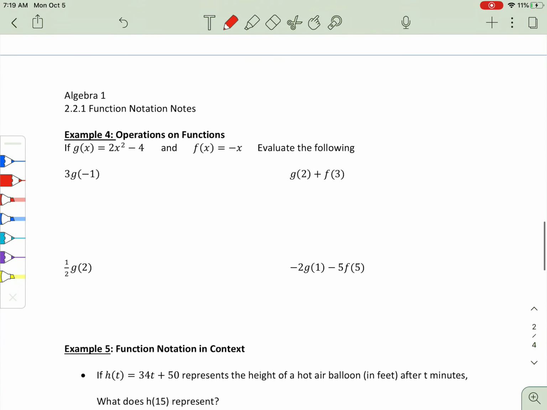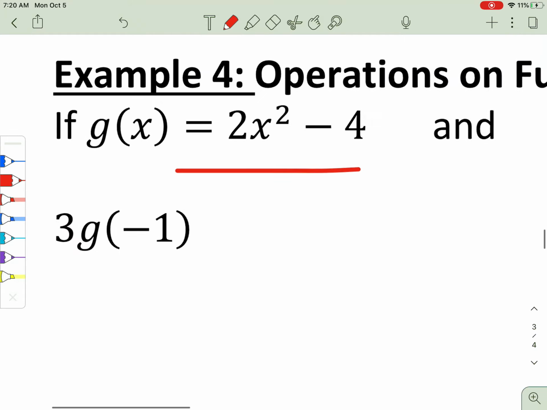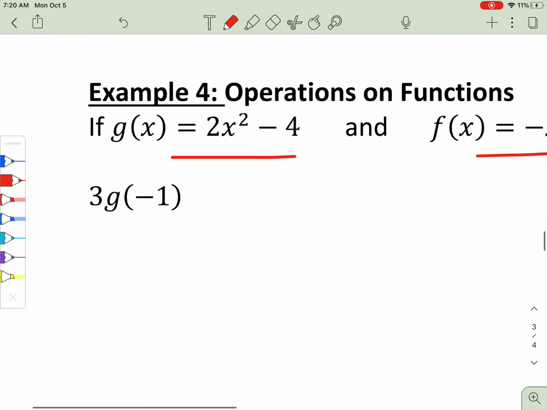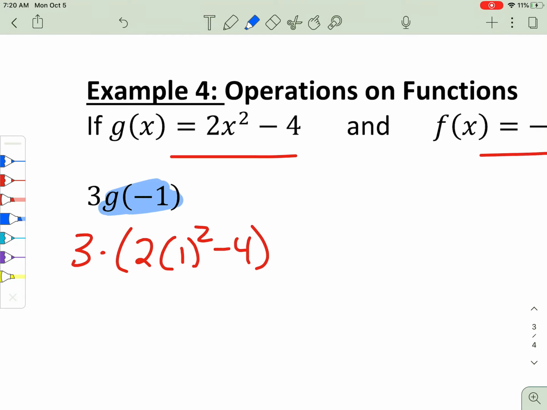Okay, moving on. Example 4. If g of x equals this and f of x equals this, evaluate the following. So we are going to basically do the operation that it says. So this says the input is negative 1 of g of x. So this is going to be 3 times the 2 and then plugging in 1. So basically we're doing 3 times this, which is really this.